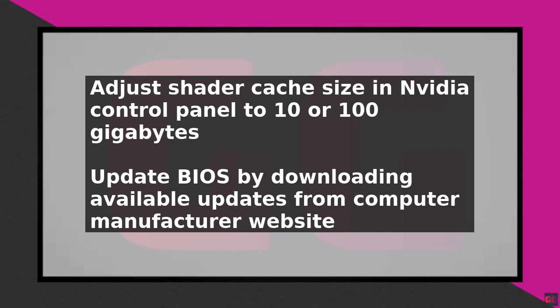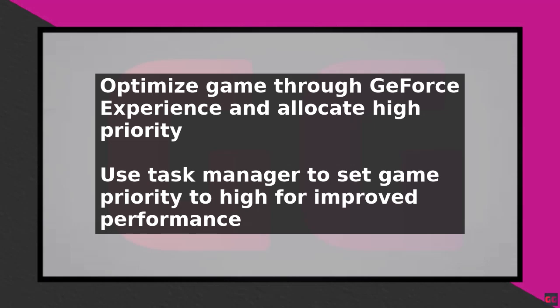If the problem persists, open the Task Manager by right-clicking on an empty space in the taskbar and selecting Task Manager. Go to the Details tab. Find the game. Right-click on it. Hover over Set Priority and select High. This will allocate more resources to the game, potentially improving performance.